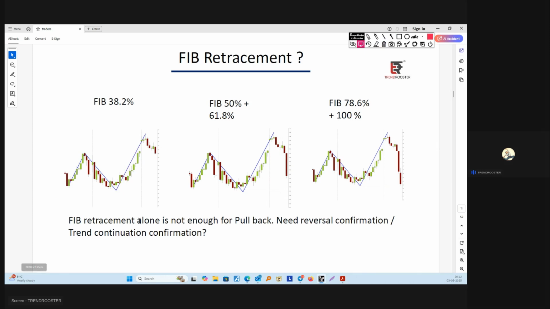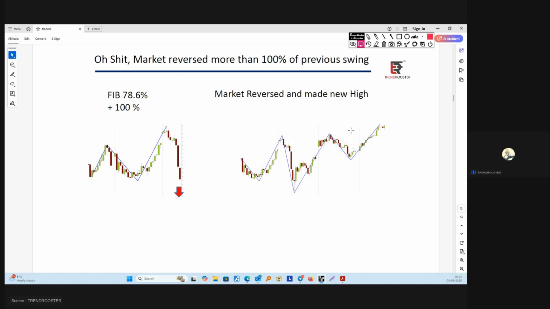So fib retracement alone is not enough for a pullback. Okay, you need a reversal confirmation, a trend continuation confirmation is required. So next slide. What it says is that it went to even 100%, and it went beyond 100%. Which means for you it's a market structure change.